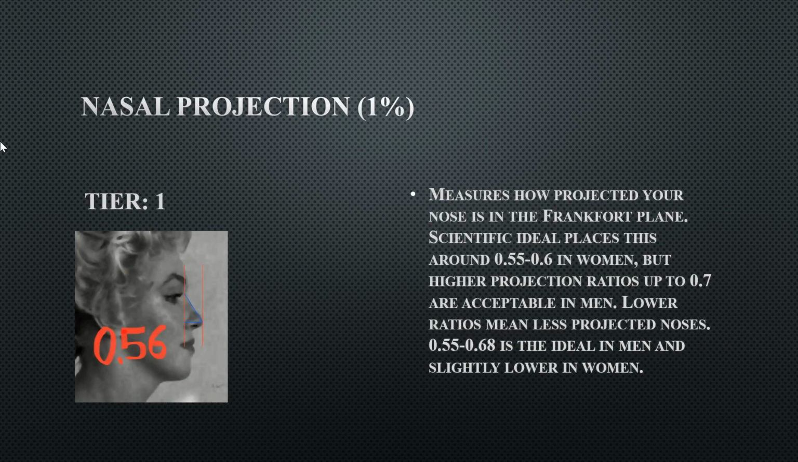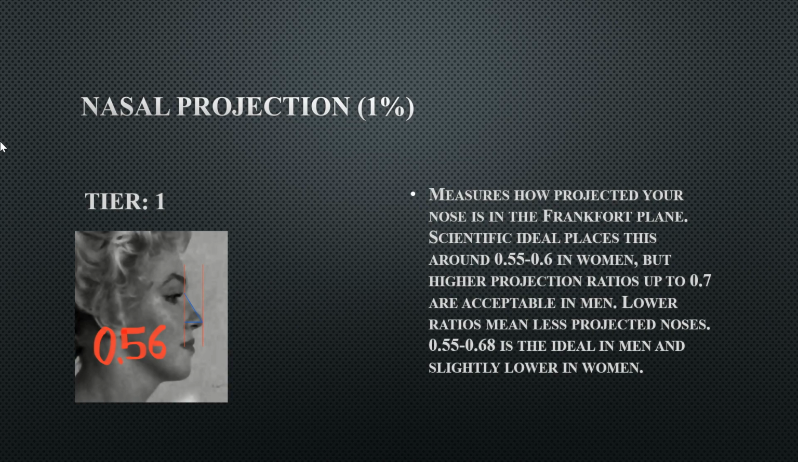The nasal projection is 0.56. So 0.56 is going to be a tier 1 for you. And a tier 1 means that she does have a well projected nose. And her nasion, or her nasal bridge, I should say, isn't really too high up on her face for a Caucasian lady.